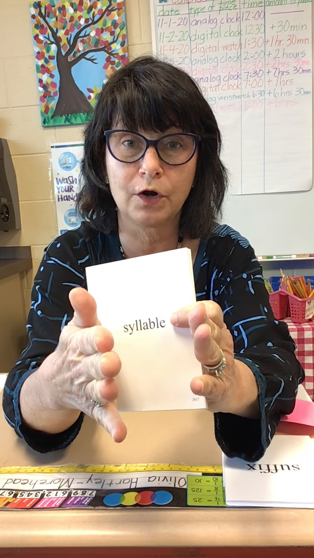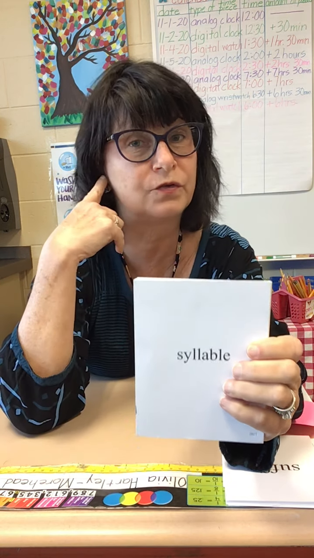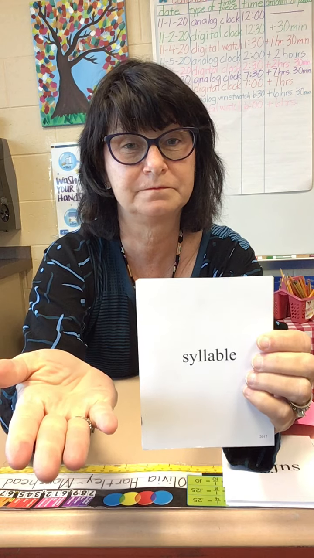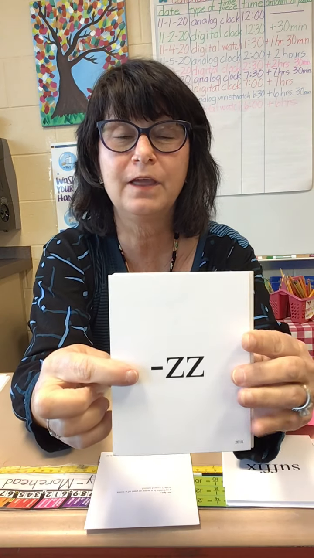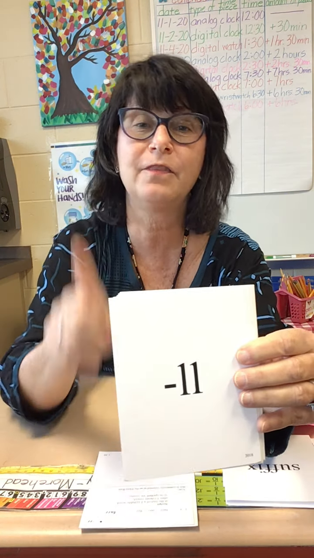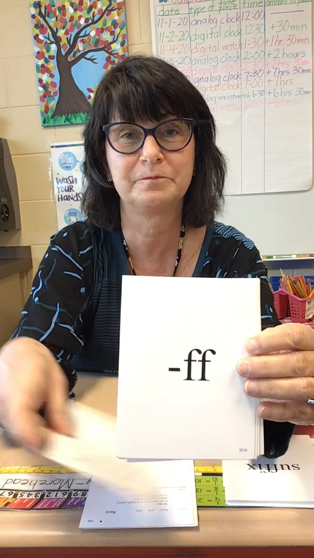A syllable is a word or part of a word with only one vowel sound. At the end of a one-syllable word, after one short vowel, z is spelled ZZ. You can say these with me. At the end of a one-syllable word, after one short vowel, l is spelled LL.